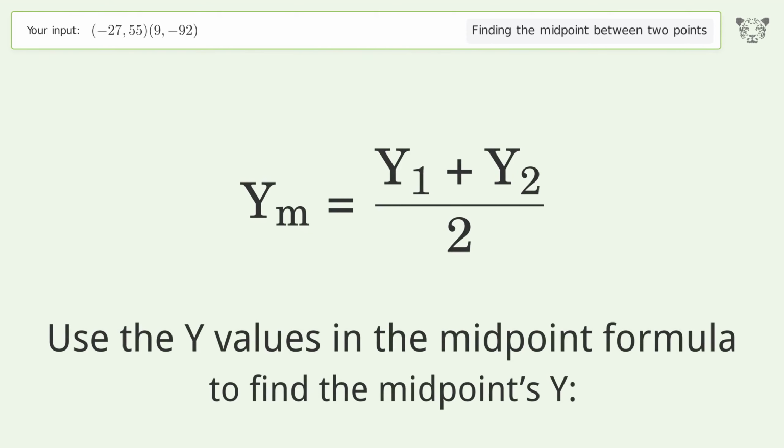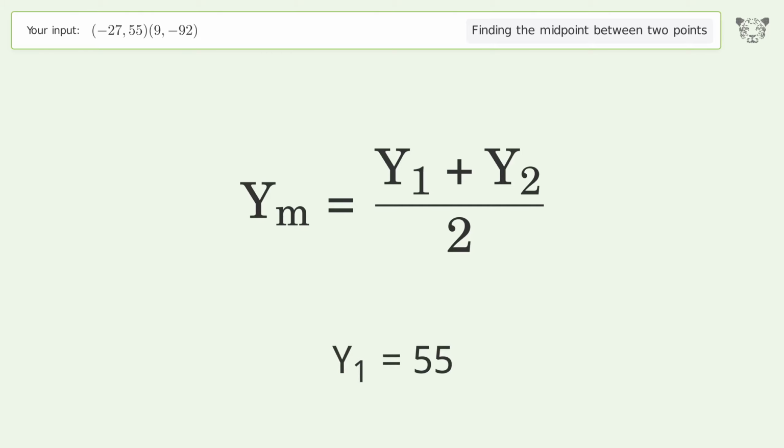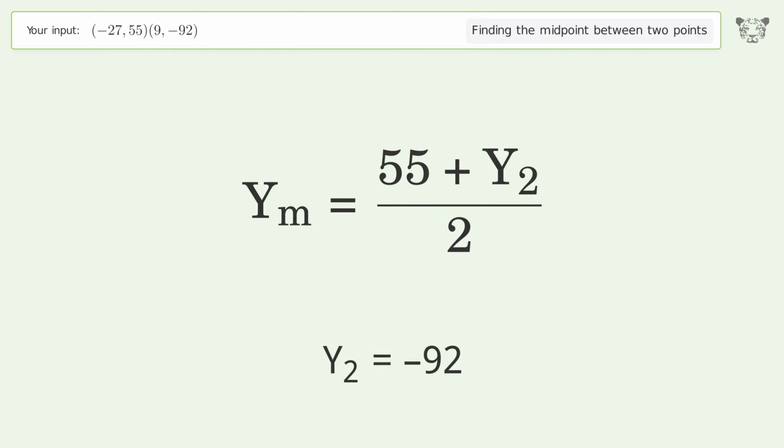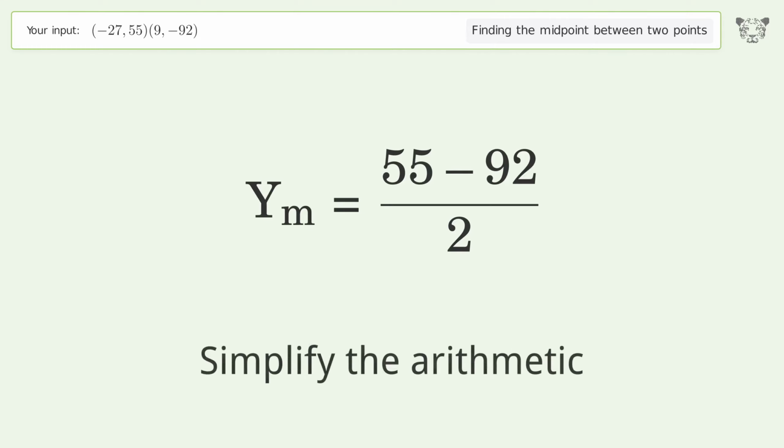Use the y values in the midpoint formula to find the midpoint's y. y1 equals 55. y2 equals -92. Simplify the arithmetic.